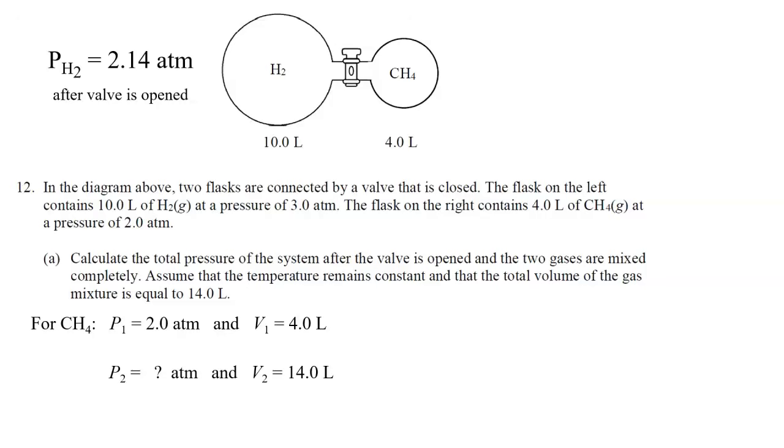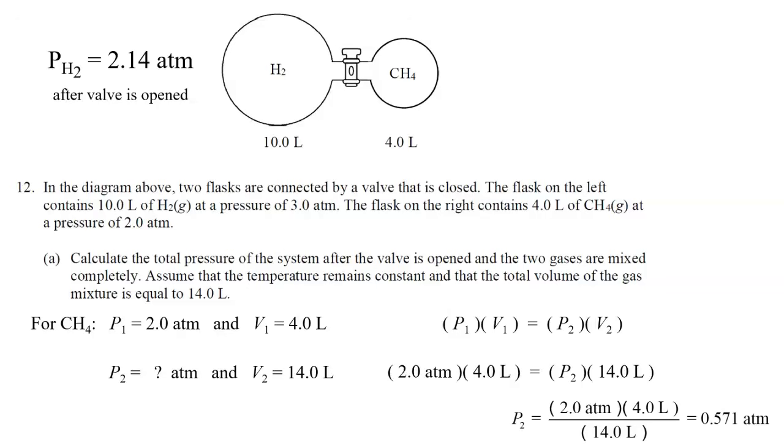So P1 times V1 equals P2 times V2. Let's plug in the values that we know so we can solve for the pressure of the methane after the valve is open. So the math involved here will be 2 times 4 divided by 14. So when we do that math, we get 0.571 atmospheres. That is the pressure of the methane after the valve is opened.